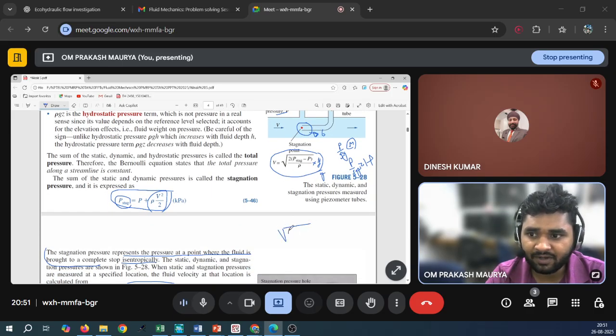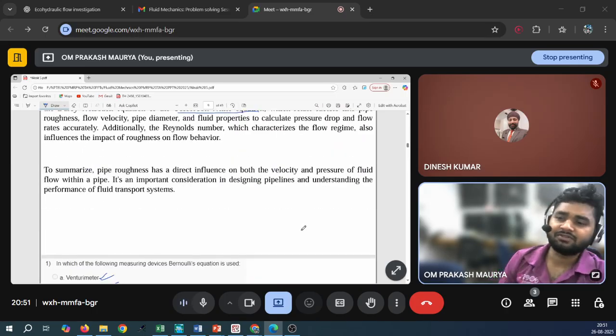2 will remain in terms of head. I am going to write it: 2gh, and h is the difference between your stagnation and your static head. So here, just very simple things.